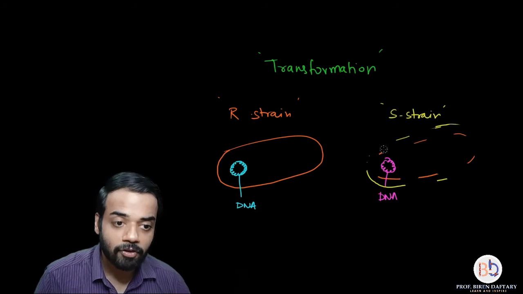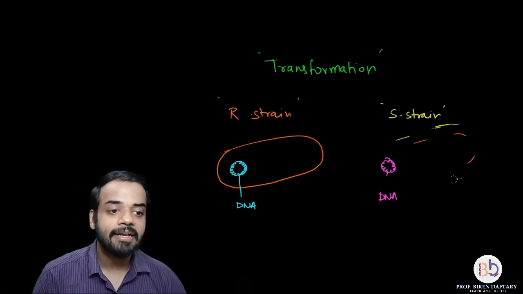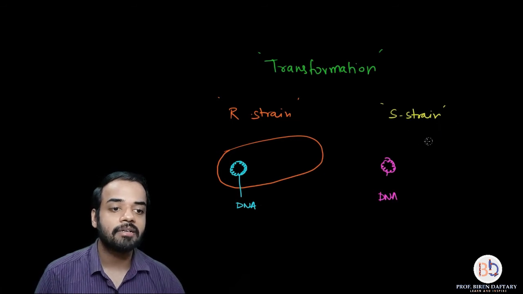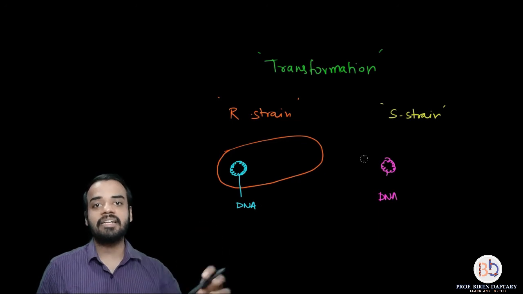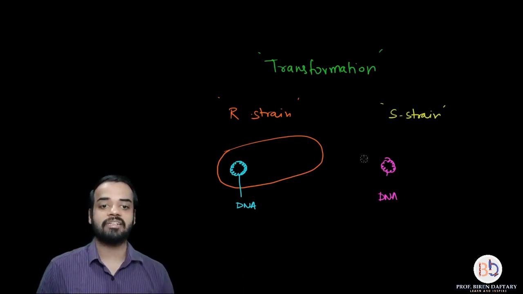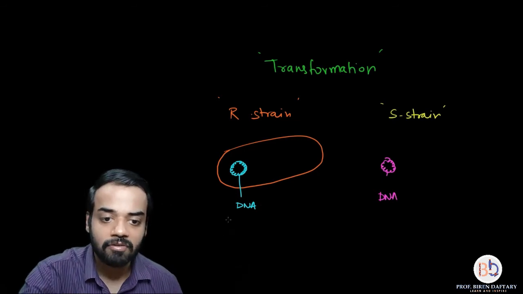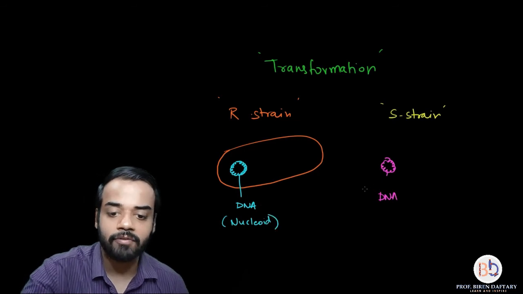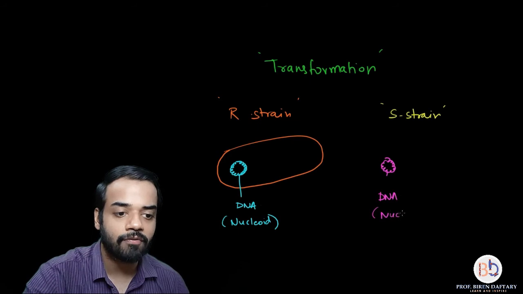So apart from the DNA of the S strain, everything else which you see, it is getting destroyed by the heat. So now what is essentially remaining is the DNA or the nucleoid of the S strain. Let me write down this word nucleoid, because that word is also important. I am writing it down, nucleoid of the R strain. Okay, and this is nucleoid of the S strain.